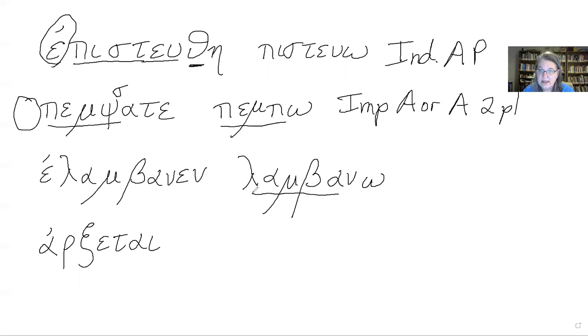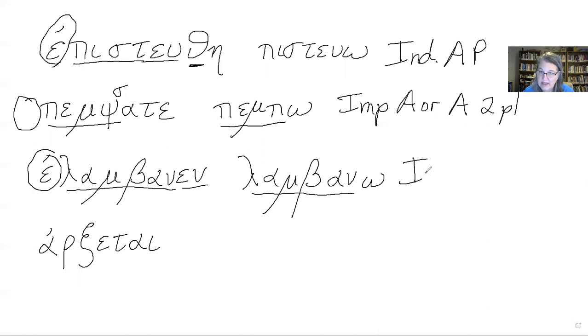And so we see the stem, lamban. You might remember that lambano has a second aorist. And so we're going to be recognizing here that this is the present stem. We have an epsilon augment, and we have nothing in particular in between the stem and the ending. And so that tells us that it's the imperfect.